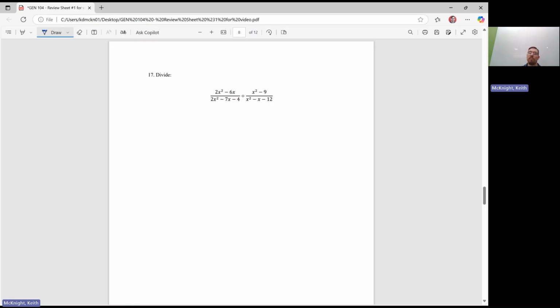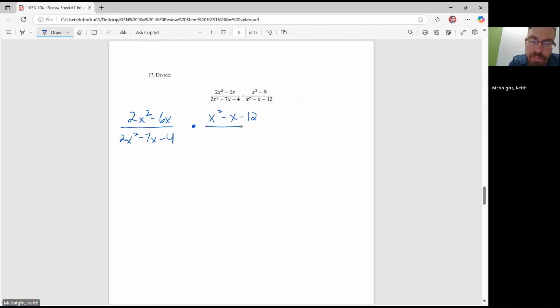So the first thing we're going to do is flip this thing and make it multiplication. We're going to keep the first fraction, 2x squared minus 6x over 2x squared minus 7x minus 4. That's going to be multiplied by the flip of the next fraction, so it's going to be x squared minus x minus 12 on top, and then x squared minus 9 on the bottom. So now that we have multiplication, we're in a better form.